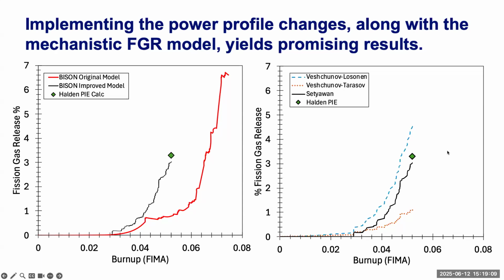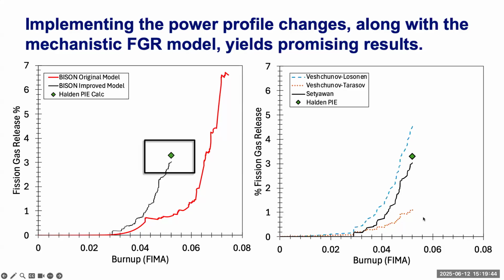And here on the right, you can see just another sensitivity analysis to confirm that Sata-Vitanza is that much more accurate than other semi-empirical resolution models in the BISON repository. So again, you can see the Vitanza model here in black with the Halden PIE data point here, and then the Forsberg-Massih model here dashed in blue, and the Forsberg-Massih-Tarasov model here dotted in orange.